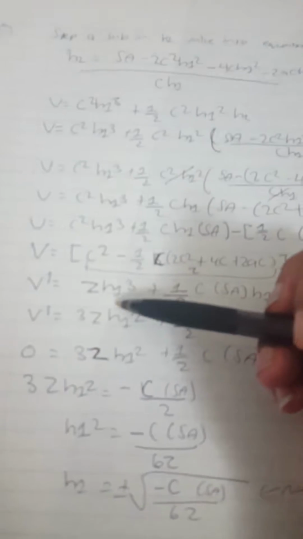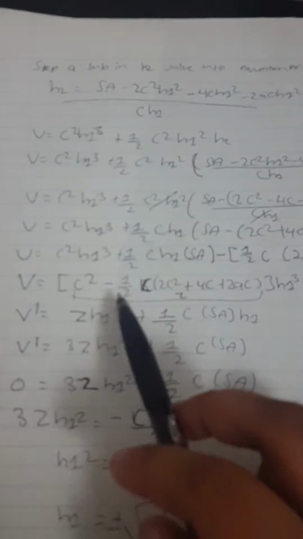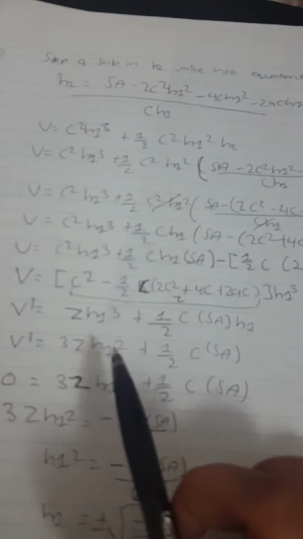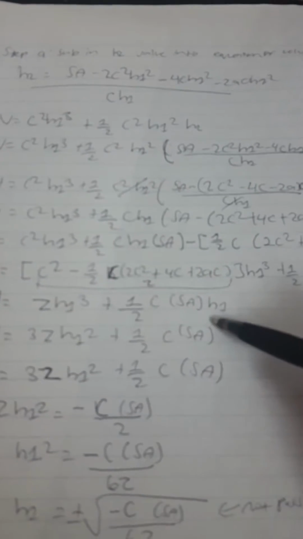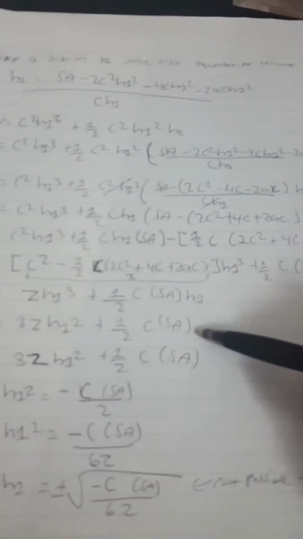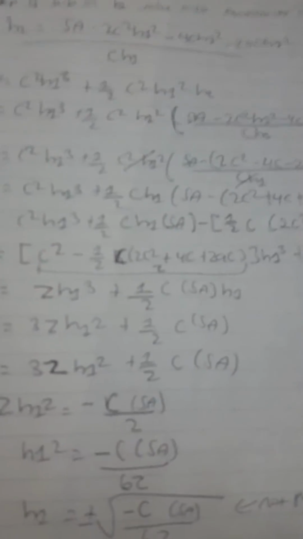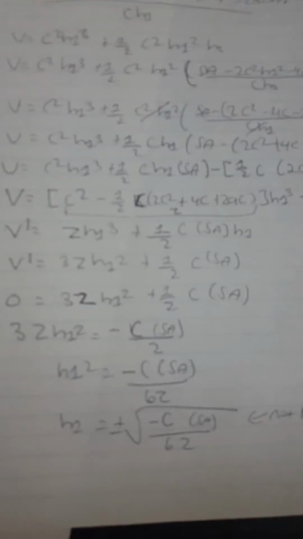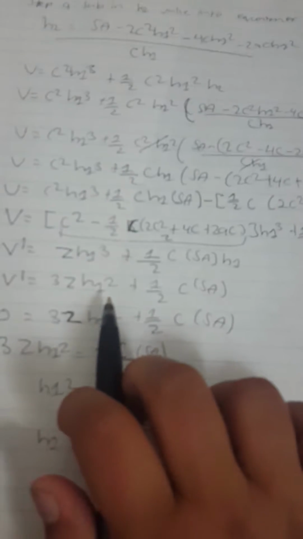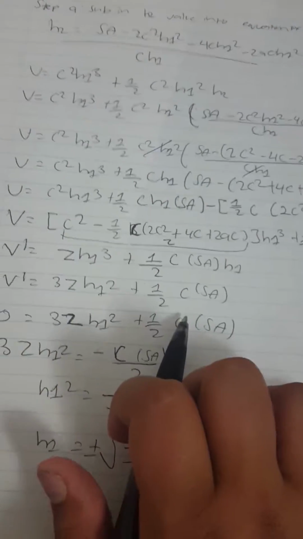So you have Z H1 cubed plus 1 over 2 C surface area H1. When you derive this, 3 comes down. You do 3Z H1, and n minus 1, so 3 minus 1 is 2. And then this is another one of our derivatives that we have to do. So H1, 1 comes down, so it's still 1. And then you do 1 minus 1, which is 0. So 1 to the power 0 is 1. So what you end up with is 3Z H1 squared plus 1 over 2 C surface area.